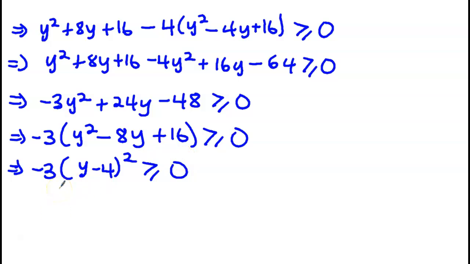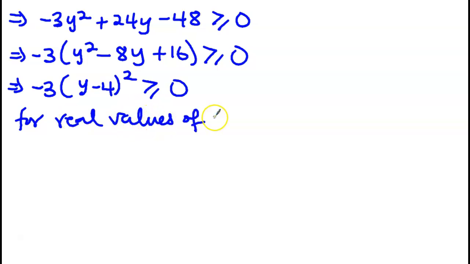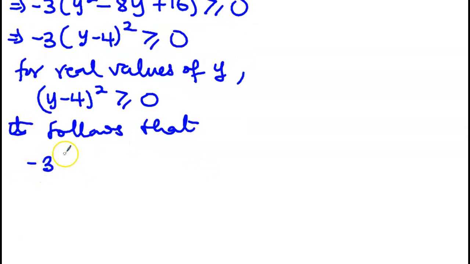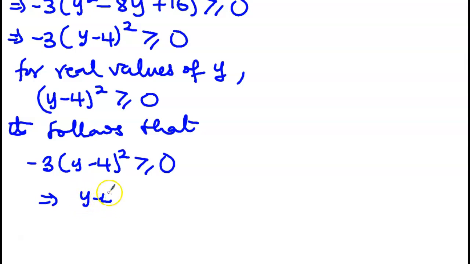So we can say that there is a real solution for x if minus 3 times (y - 4)² is greater than or equal to 0. For real values of y, we can also say that (y - 4)² is greater or equal to 0, and it will follow that minus 3 times (y - 4)² will also be greater or equal to 0. Which implies that y minus 4 will be equal to 0, and when we solve this, we can say that y is 4.